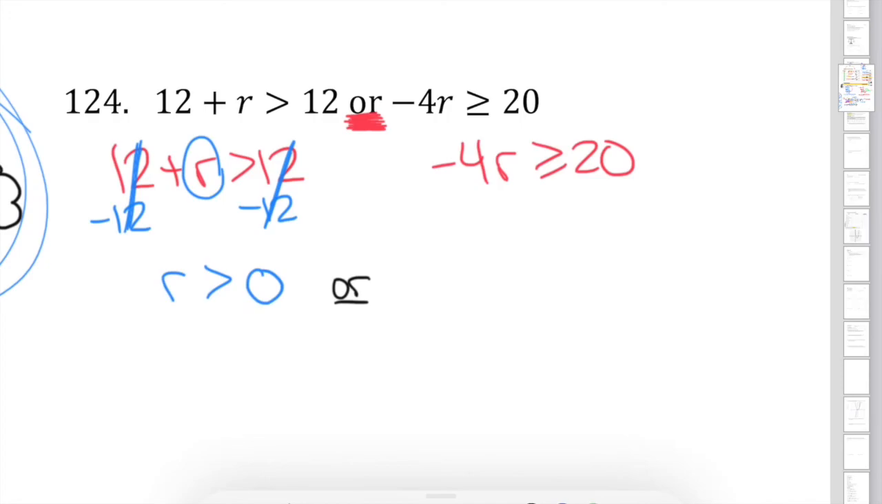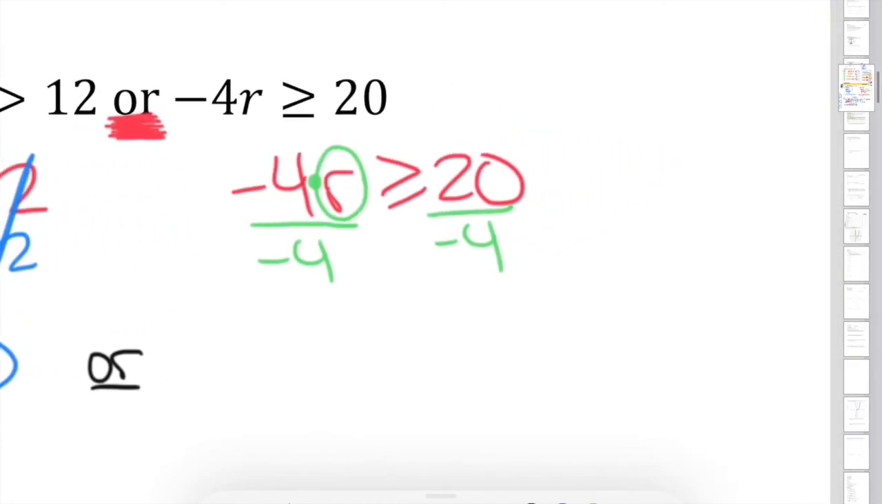So I have a negative 4r is greater than or equal to 20. To get r by itself, it is being multiplied by a negative 4. Remember, when they're next to each other like that, it means multiplication. So to undo that, I'm going to divide both sides by negative 4. Anyone have that red flag sticking up? Okay, if you're dividing by a negative, you have to flip the sign.